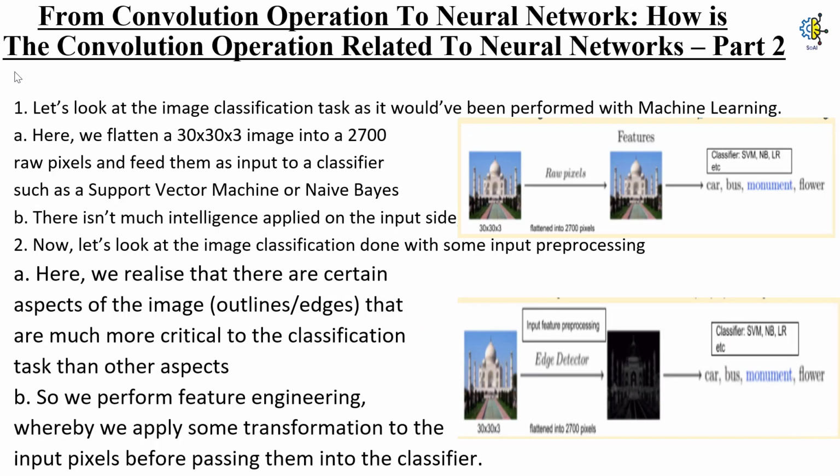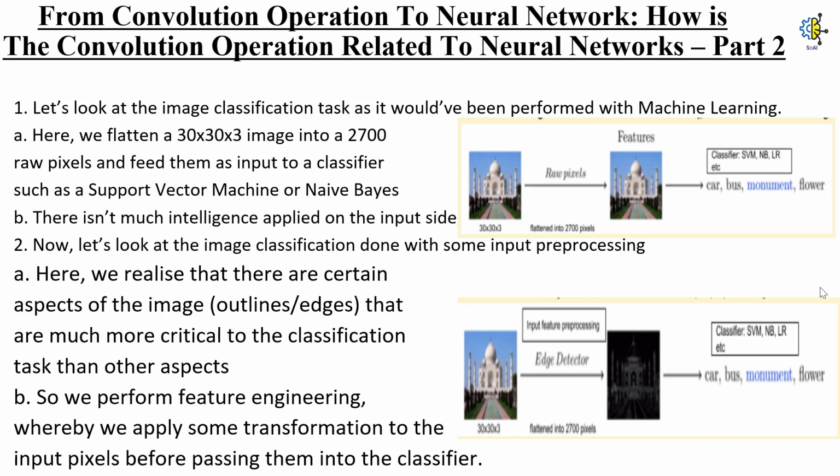Now, part 2. Let's look at the image classification task as it would have been performed with machine learning. Here, we flatten a 30 x 30 x 3 image into a 2700 row pixels and feed them as input to a classifier such as support vector machine or naive Bayes. There isn't much intelligence applied on the input side. Now let's look at the image classification done with some input processing.